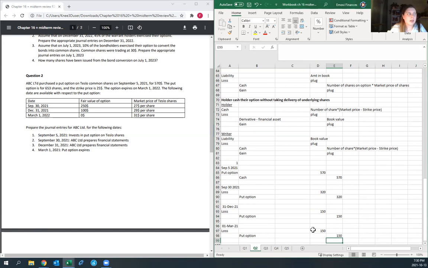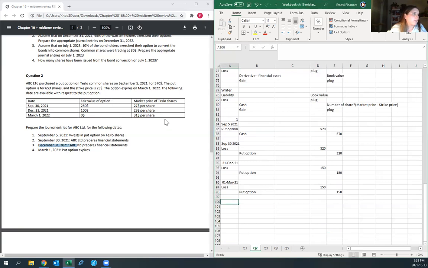Yeah, that's about it. I could add a requirement. So let's say that instead of expiring on March 1st with them not having done anything, ABC Limited exercises the right on their put option on December 31st, 2021. What would happen?